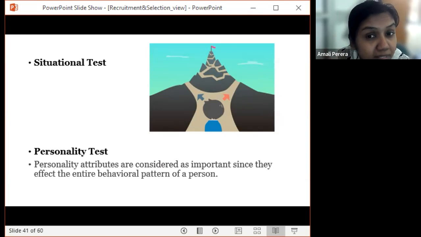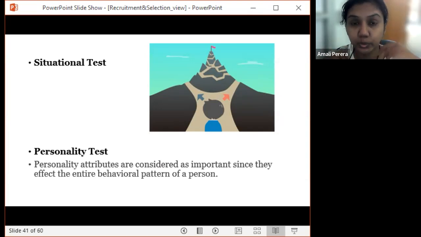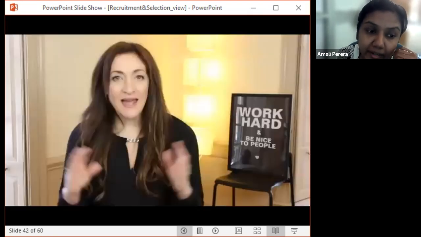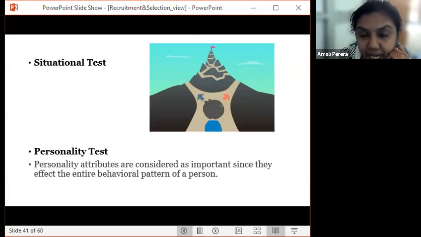Then we have another type of test, which is the personality test. All of you know the personality test. It is always to see how the employee's personality behaves, or we could say it judges the behavior of the employee or candidate. So that is the personality test. We'll write the note on that. So the topic is employee selection tests.